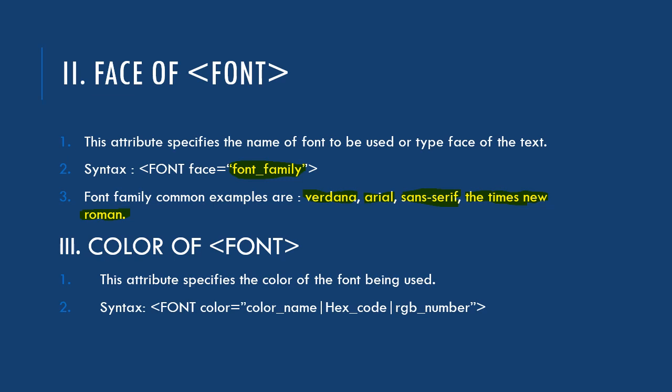This attribute specifies the color of the font being used. Very simple. The syntax is usually similar for most cases. Since this is about the attributes of font, this is the opening tag of font. Then we mention color equals the color name. You can simply type red, green, blue, or you can mention the hex code, or the red, green, blue number, the RGB number. It will all mean the same thing. You see this bar over here means or. So either color name or hex code or RGB number, only one of these you have to specify.